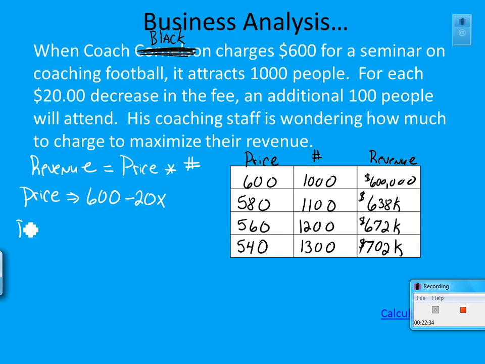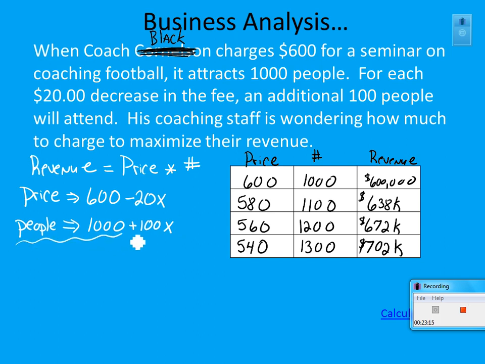The number of people or tickets that I'm going to sell in this case then is, notice what happens. Originally, I started at 1,000. But notice that every time I drop the price $20, I gain 100 people. So the people is going to be 1,000 plus 100x. So peek at what I've done there for a second. X represents the number of times. X is doing double duty here. X tells you the number of times that you drop the price, but it also tells you the number of times that you increase 100 people.